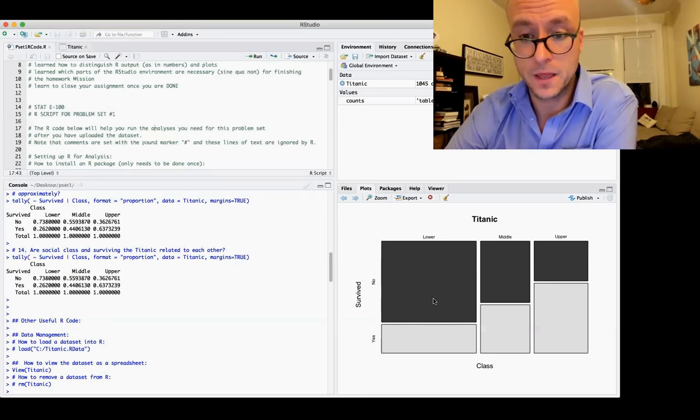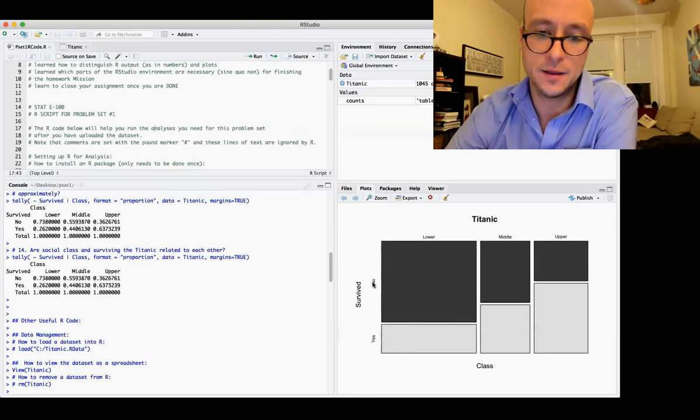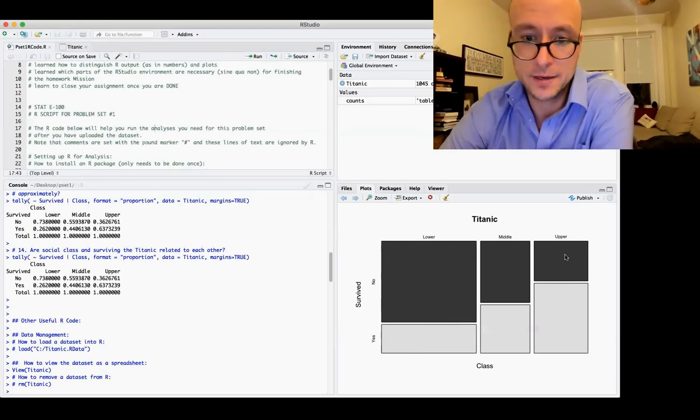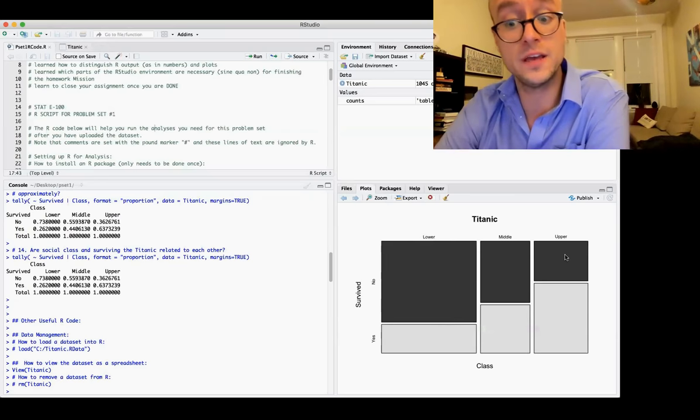So, for example, we can see that the greatest number of passengers were in the lower class, and they're the most likely to die, the least likely to survive. That means the biggest risk group was the largest group, those who were not survivors and those who were in the lower class. The smallest group in the entire set of passengers on the Titanic were those who did not survive but were in the upper class.